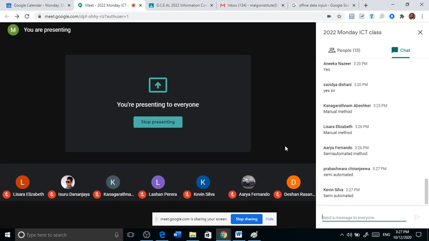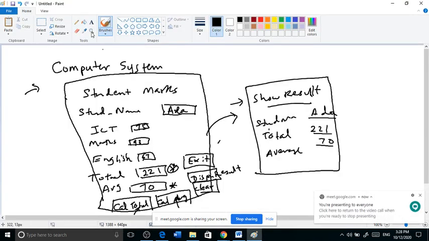Now fully automated means it can be a controlling system or monitoring system. That means there's no human involvement. All the things are done by the machines with the help of sensors. We have discussed the street light system. Can you remember that street light system?